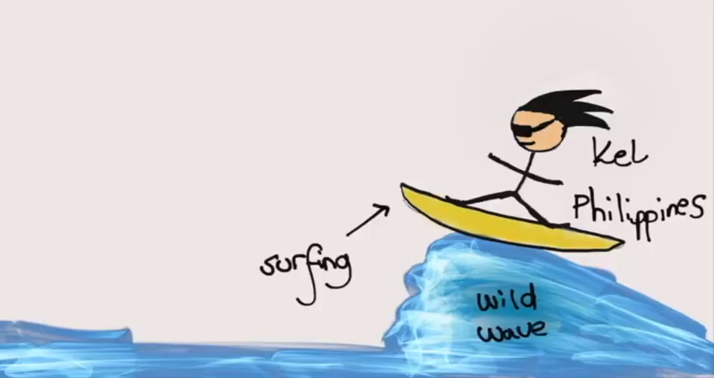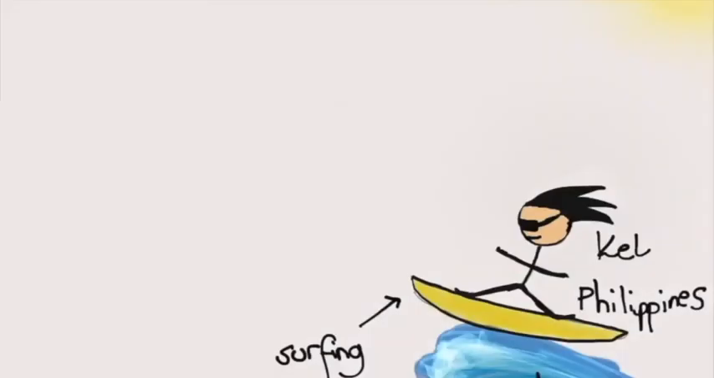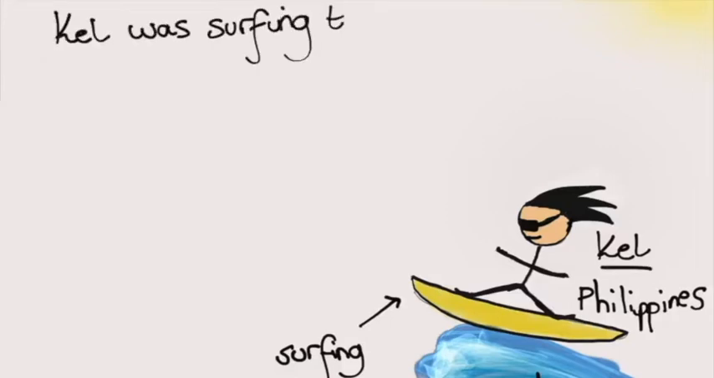Meet Kel. As you can see from the picture, Kel is a pretty cool guy, and he's in the Philippines, surfing the wild waves. Imagine for a moment how he feels on the board riding the wave, and that's what we want to convey in our sentence. So I could of course start with Kel. Something easy. Kel was surfing the wild waves. But unfortunately, I've already dropped off to sleep by the time I finish the sentence. It doesn't sound very wild, it doesn't sound very exciting, it doesn't sound very cool.